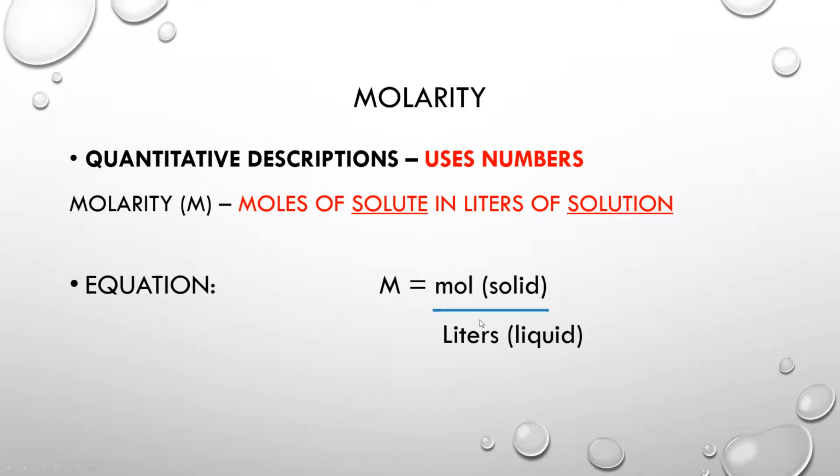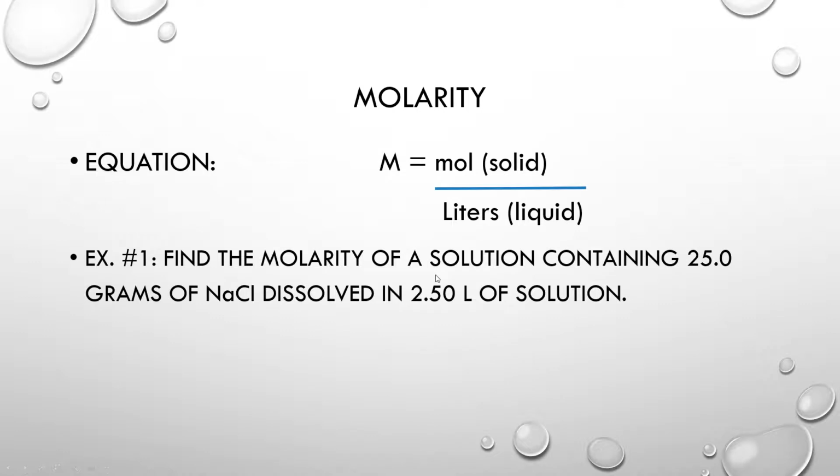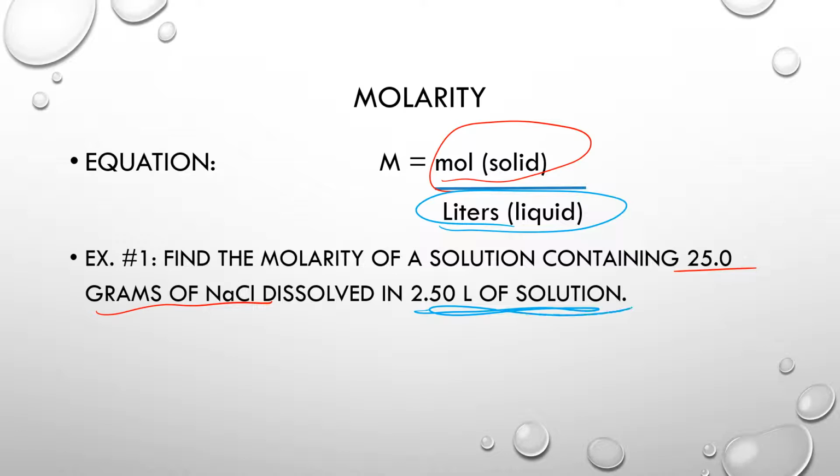So molarity, that concentration, is measured in moles. It's how many moles of solid you have divided by liters of liquid. And so high molarity would be concentrated, dilute would have a low molarity, a lot of liquid. That should come clear to you. So if I ask you to find the molarity of something that's 25 grams of NaCl dissolved in 2.5 liters of water, I need to take the moles of the solid, which is this 25 grams of NaCl, and divide it by the liters of solution of the liquid, which in this case is 2.5. So we know it's going to be divided by 2.5 liters.